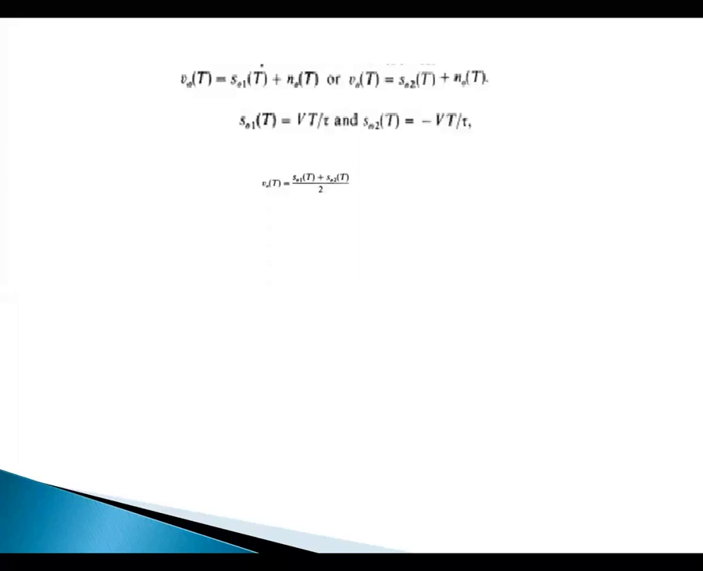You know that the transfer function is output by input, where gamma is the optimum filter coefficient. Gamma is equal to S naught 1 of t minus S naught 2 of t by sigma naught. That is, gamma is equal to the output signal difference by sigma naught. Optimum filter transfer function and matched filter.